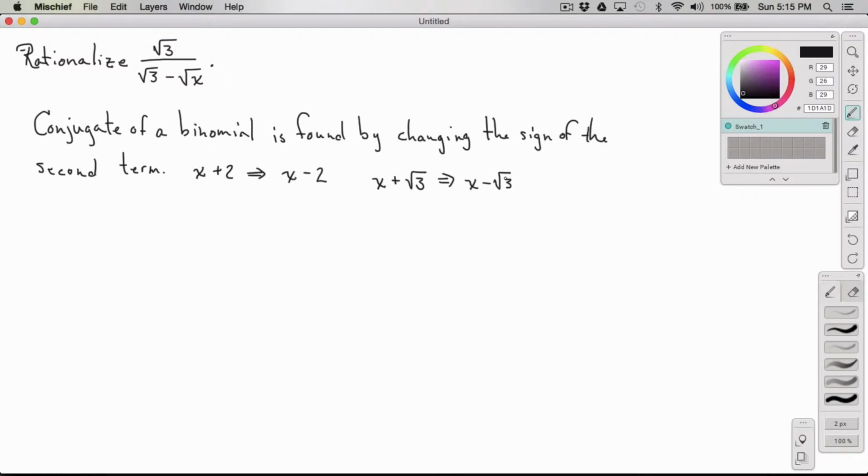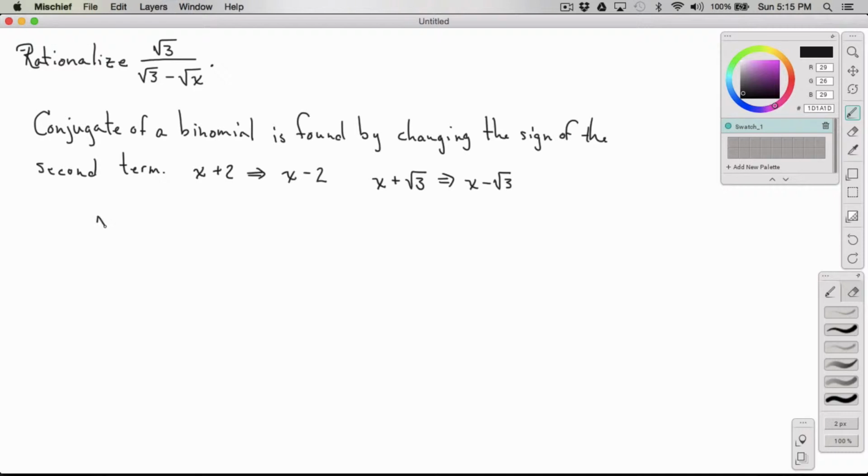And the reason for finding the conjugate is that if you take a number, like a binomial, and you multiply it by its conjugate, it forms a difference of squares. And the middle terms will drop out, and all you'll have left then will just be a simple number. So, with that in mind, let's begin to rationalize the problem at hand.